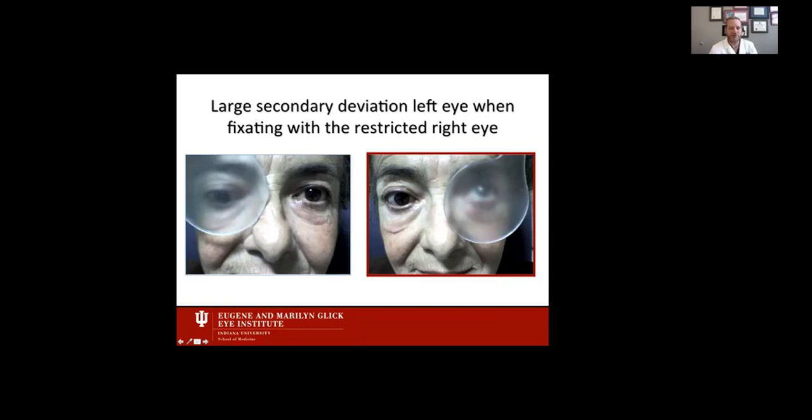This is why when we measure paretic strabismus, you generally want the prism to be on the restricted eye so that you're not measuring the secondary deviation, because you'll be measuring this larger deviation if you have the prism on the non-restricted eye. So always put the prism onto the restricted eye.